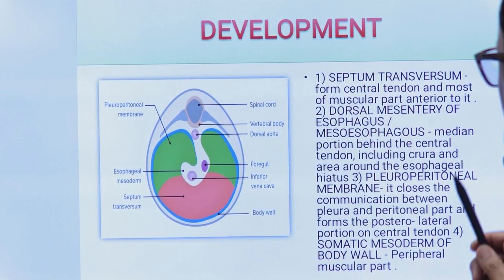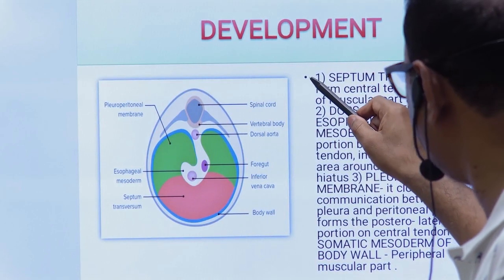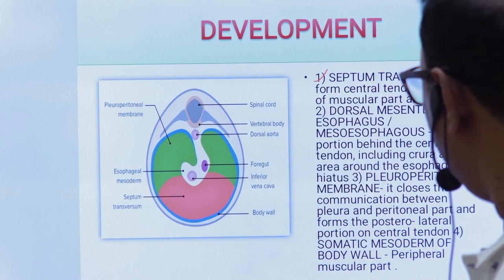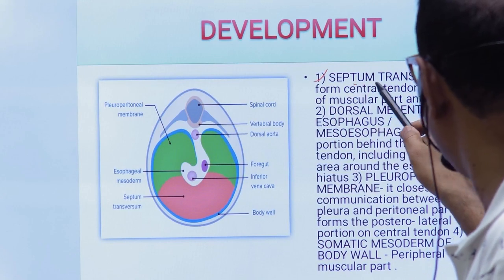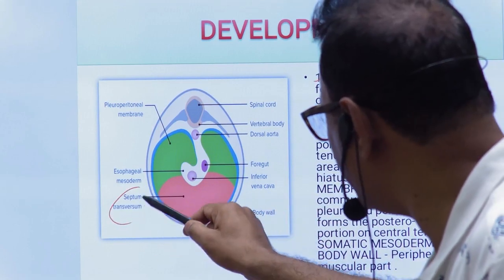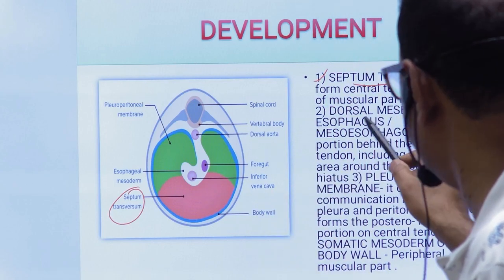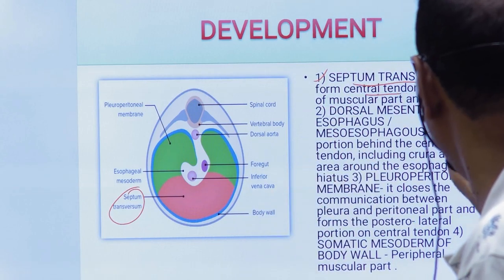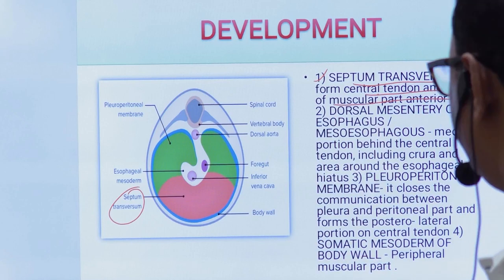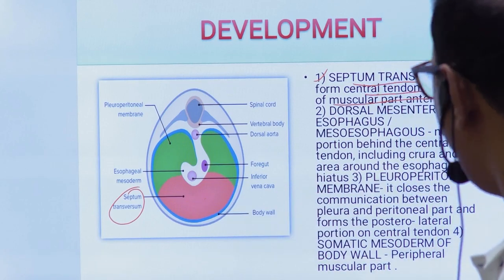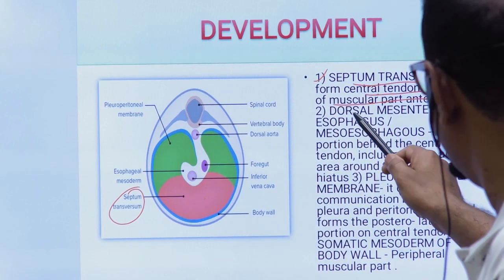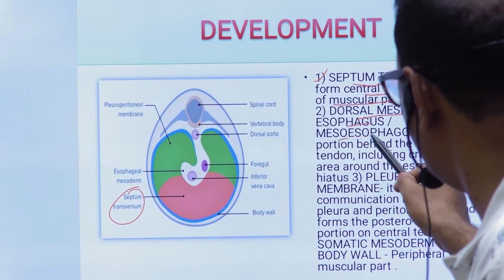Now, development, only a few points. It will come from the septum transversum. See, the septum transversum is over here. This septum transversum will form the central tendon and most of the muscular part anterior to it. And we have the dorsal mesentery of the esophagus, or mesoesophagus.